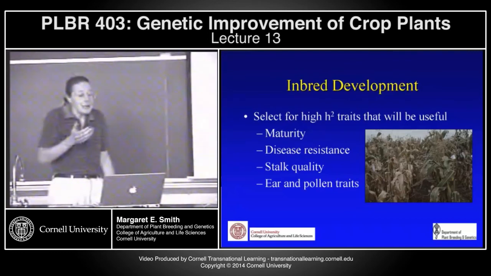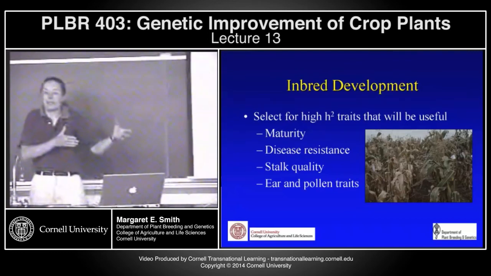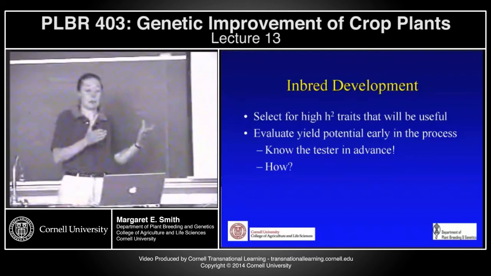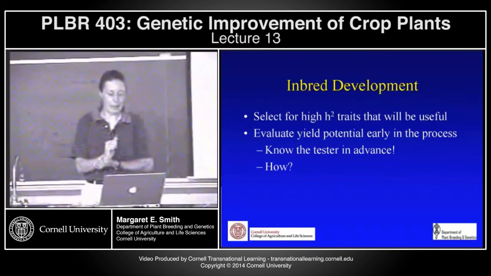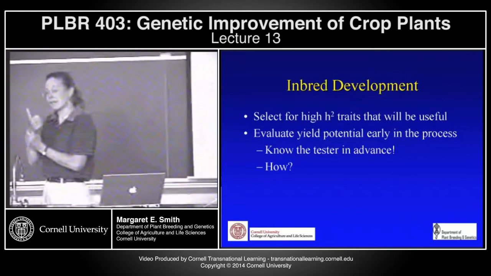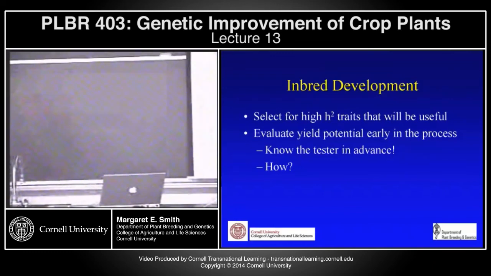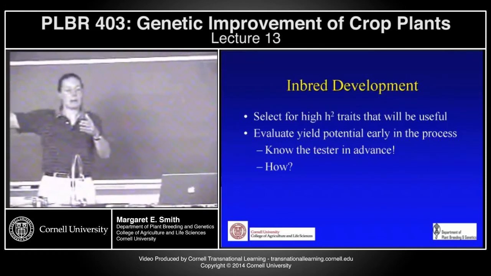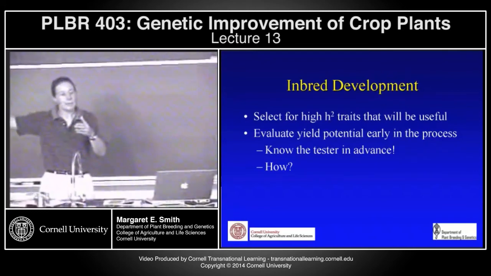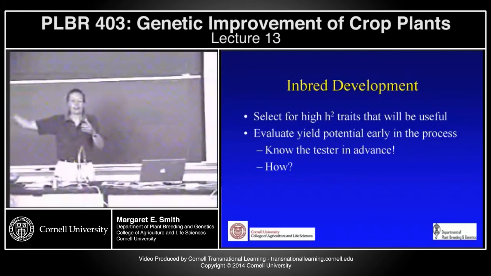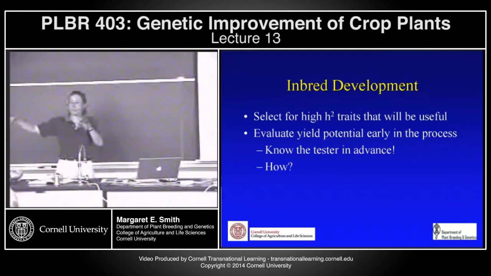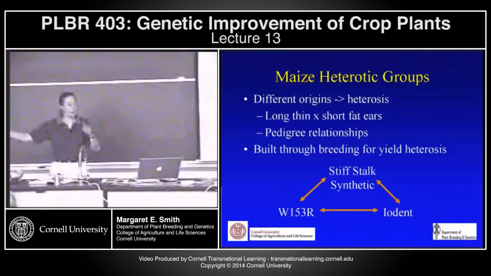Despite this, you do want to evaluate yield potential early in the process because it's the most important trait. How? A couple of ways. You want to know your tester in advance. What I mean by that is when I put together a cross to try and get a better yielding hybrid, I already have in mind what genetic family it will combine well with. We know a fair amount about what families of things make good hybrids in the world of corn. I already have a tester in mind, in other words the other side of a hybrid, when I make a cross.